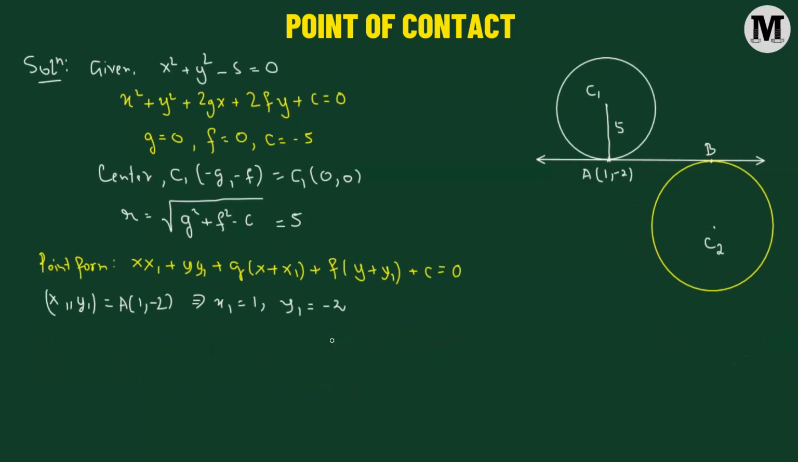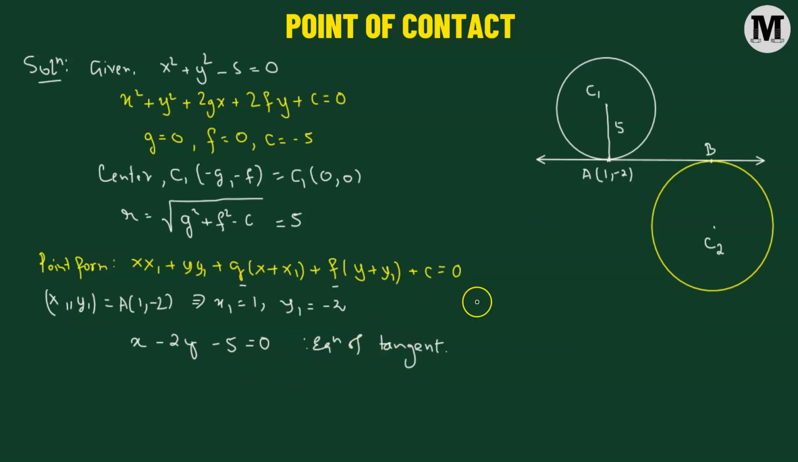So let's substitute the values. We have x, then in place of y1 we have negative 2, so we have negative 2y. Now g is 0, f is 0, so the third and the fourth term go to 0. We are left with positive c, and c here is negative 5. So this is going to be the equation of the tangent. This is our equation of tangent.